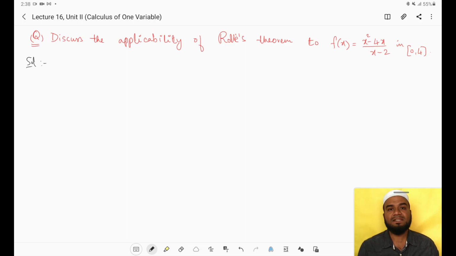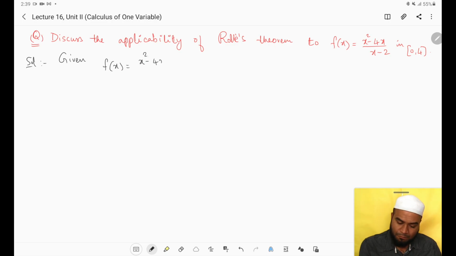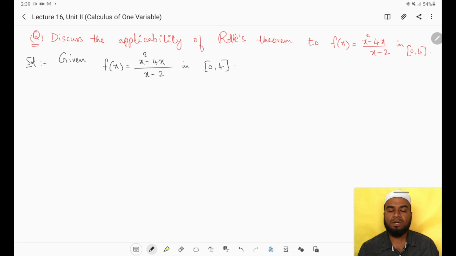If those 3 conditions are satisfied, then we can say that Rolle's theorem is applicable for the function f of x, right? So what is given here? f of x equals x square minus 4x by x minus 2, in the closed interval 0 comma 4. So this is the given function on the interval 0 comma 4.